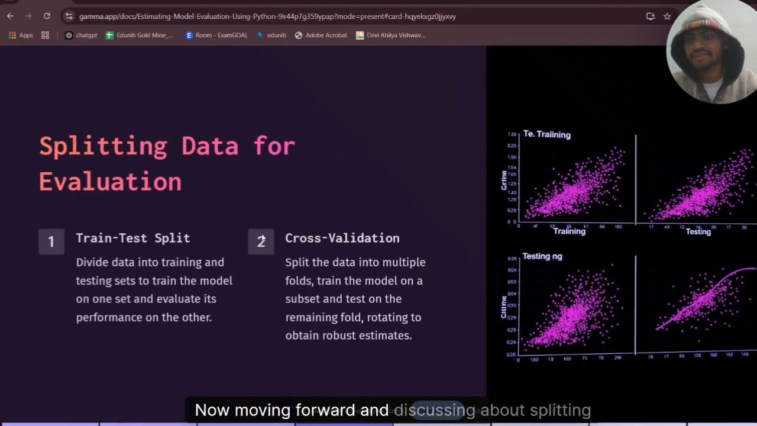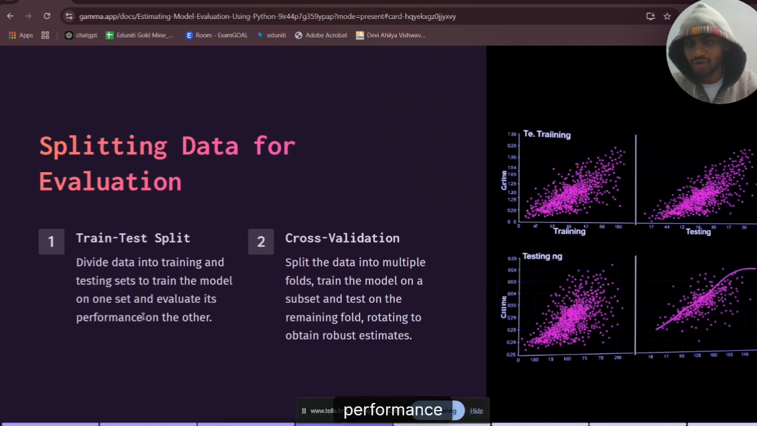Now moving forward and discussing splitting data for evaluation. Train-test split: divide data into training and testing sets to train the model on one set and evaluate its performance on the other. Cross validation: split the data into multiple folds, train the model on a subset and test on the remaining fold, rotating to obtain robust estimates.